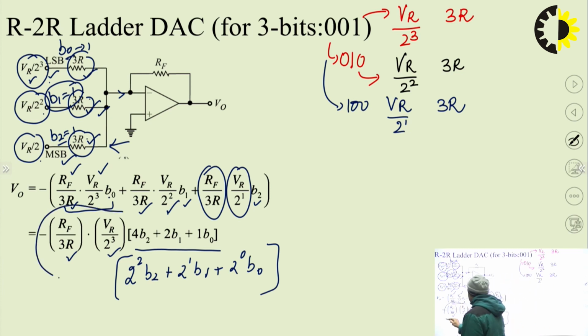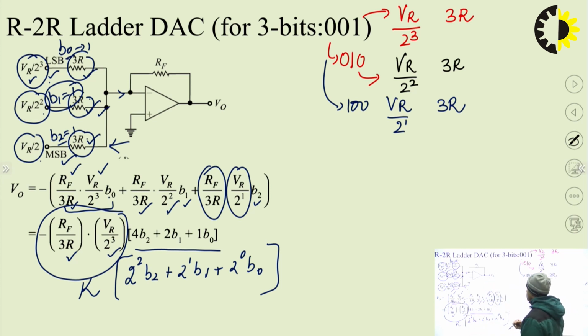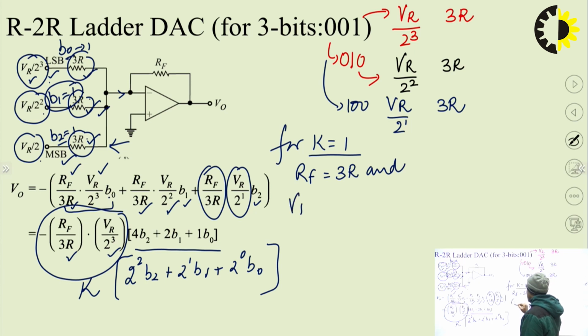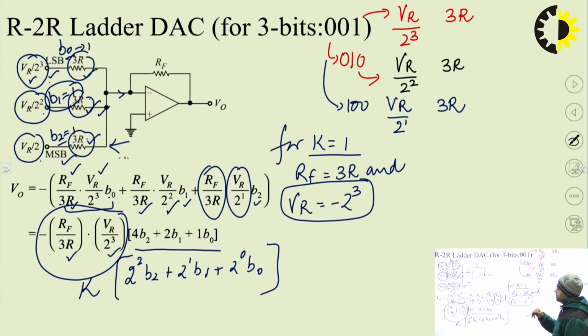And this complete thing can be considered as the proportionality factor K, which should ideally be equivalent to 1. So for K equal to 1, my RF should be equal to 3R and my VR should be equal to minus 2 raised to power 3, so that this minus gets cancelled out. If I use these values, then this K will be equivalent to 1. So this is how we have derived the expression for the R2R ladder type DAC.